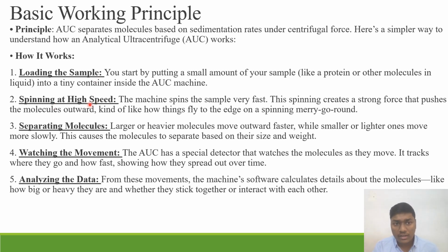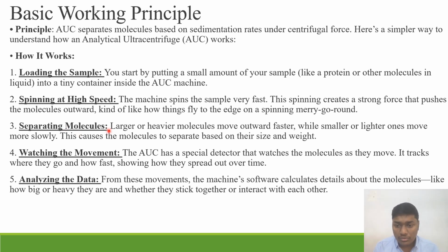And second thing is spinning at high speed. We know that AUC works on the centrifugation principle, so for centrifugation we require a motor which spins. The machine spins the sample very fast. The spinning creates a strong force that pushes the molecules outwards, kind of like how things fly to the edge of a spinning merry-go-round.